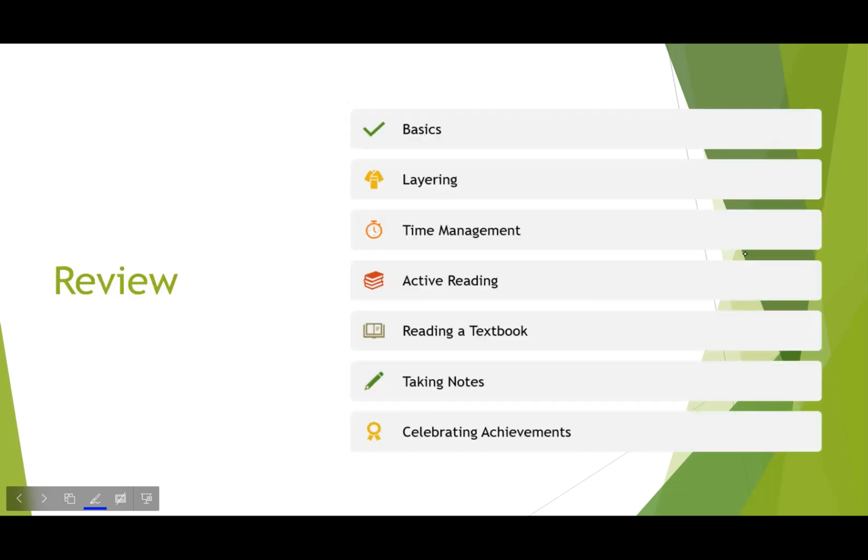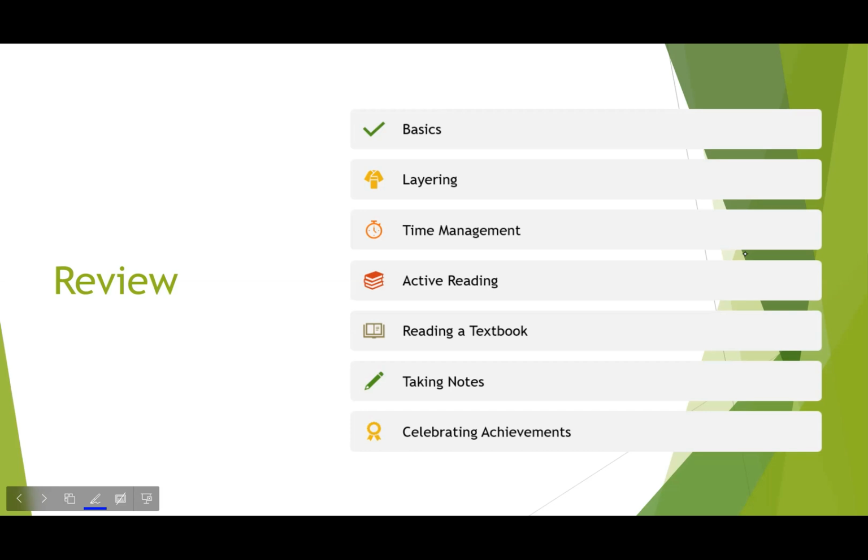So just as a quick review, the basics are taking care of your health as much as we can, good sleep habits, positive mental health, and eating as well as you can. Layering is extremely important, and it helps kind of sometimes take that fatigue off of your brain as you meaningfully engage in the subject material.